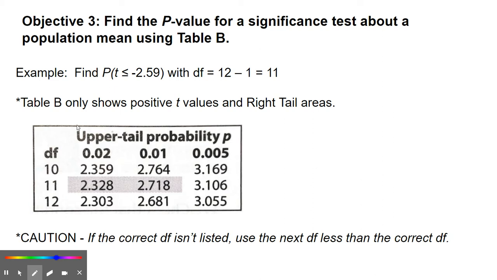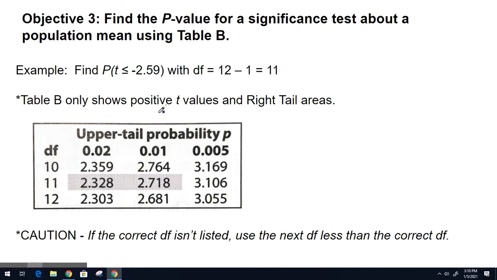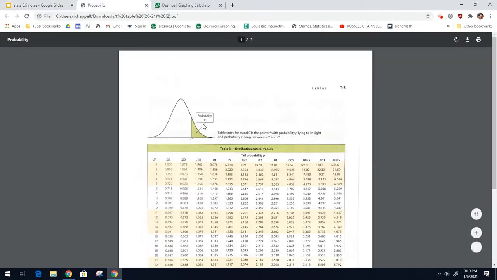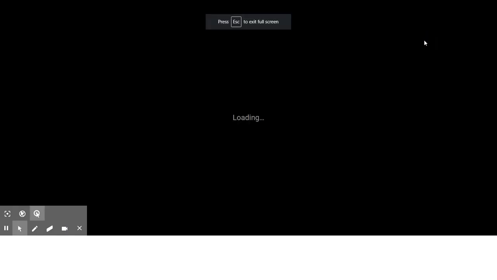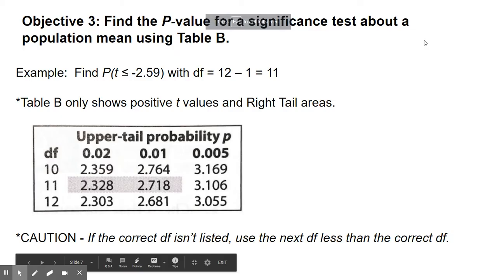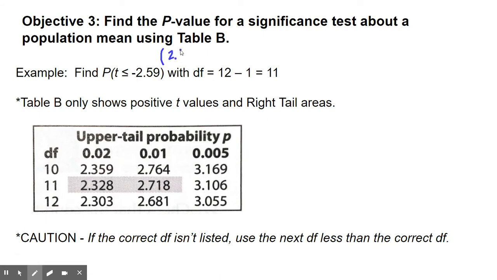You have to understand that table B only shows positive t values and right tails. If you look at the top of table B, notice that's a right tail area, and all of the values in the table are positive. It's not a huge deal. If your t value is negative, you just use the positive one and pretend you're working with the right side when you're actually working the left side. So because this is negative 2.59, just think positive 2.59.